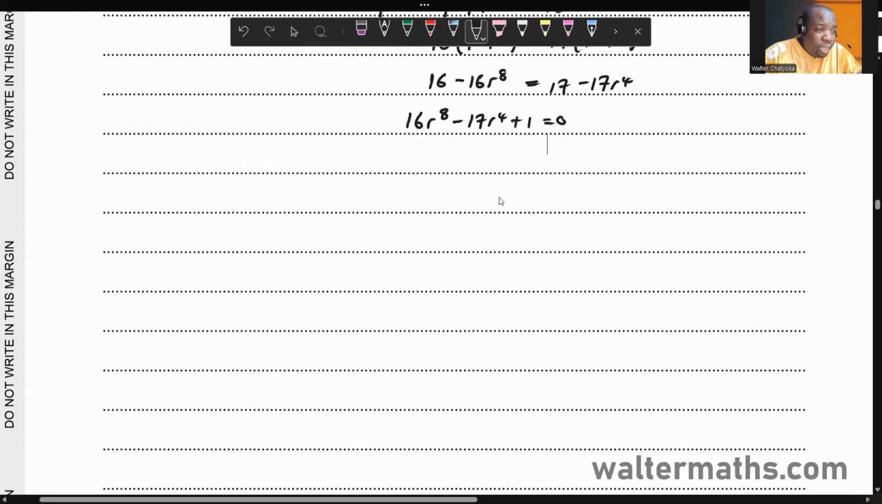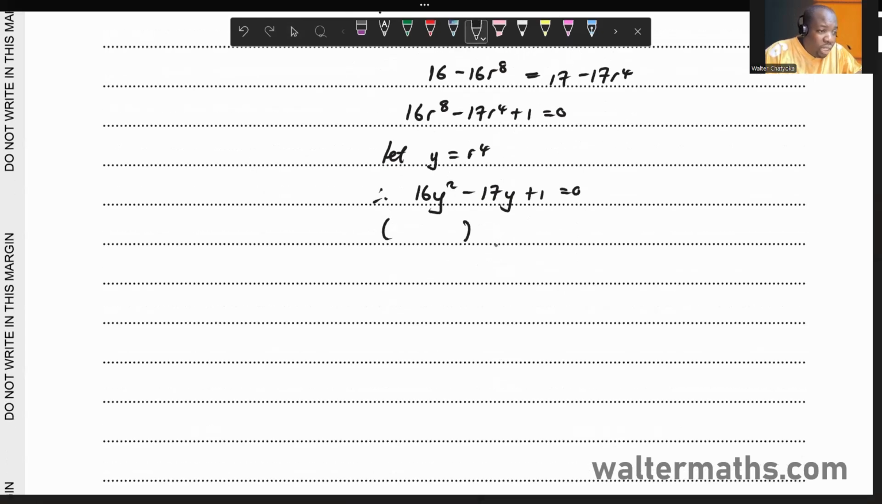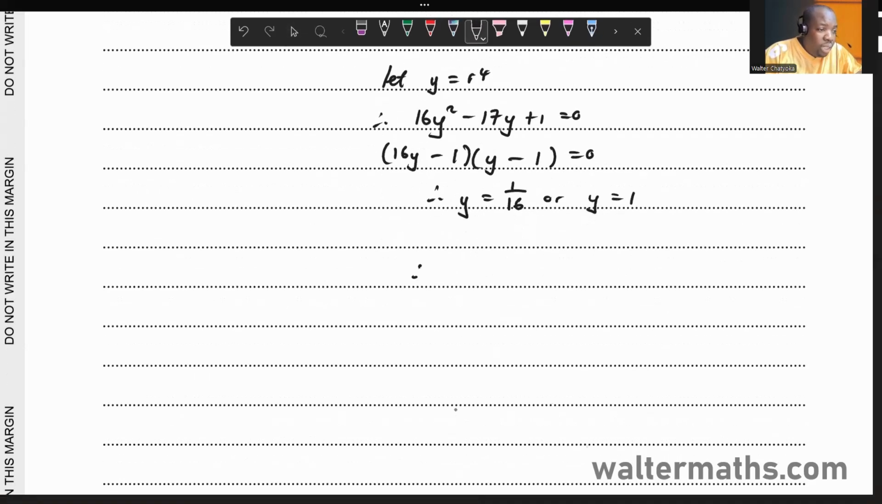All right, so from this stage, I'll say let y be equal to r to the 4, which therefore means that we'll be having 16y squared minus 17y plus 1 equal to 0. And we can actually factorize this, and we can put 16y here and y, then minus 1 and minus 1. So we factorized it. So the possible values of y are 1 over 16 or y is equal to 1, which would therefore mean that r to the 4 is equal to 1 over 16.